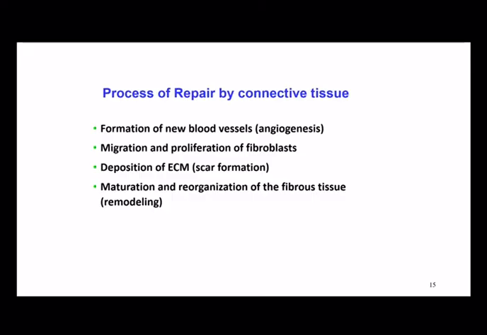There are 4 steps of repair by connective tissue. Number 1, formation of new blood vessels. Number 2, migration and proliferation of fibroblasts. Number 3, deposition of ECM. The main component of ECM is collagen fiber. They are produced by fibroblasts in granulation tissue. Number 4, maturation and reorganization of the fibrous tissue, or say, remodeling.